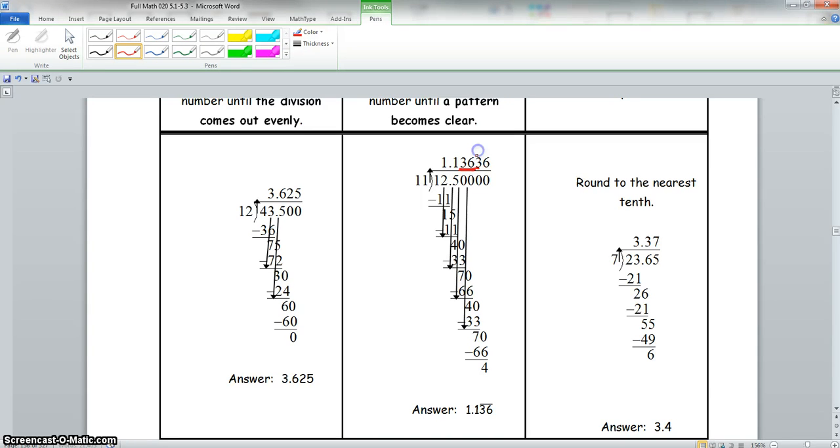I don't know why it jumped to the bottom here, but it keeps stacking to the bottom. But there it is down here. It's 1.1, and then we have the repeating decimal bar over the 36.